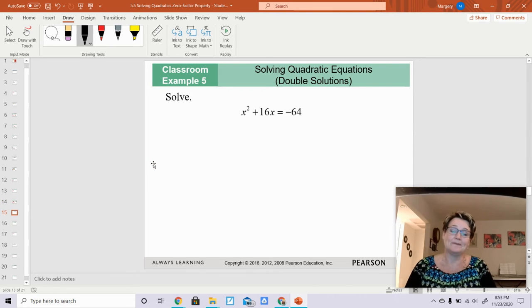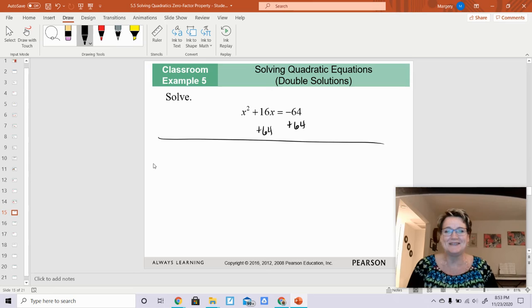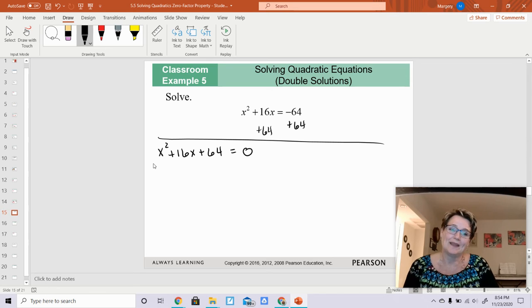Same thing here. It's not equal to 0. So I'm going to add the 64 to both sides. And I bet you this is going to be a perfect square trinomial. In my head, it just looks like a perfect square trinomial, and I'm going to just try to use a perfect square trinomial to solve this. So I have a really sneaky suspicion it's going to look like this.